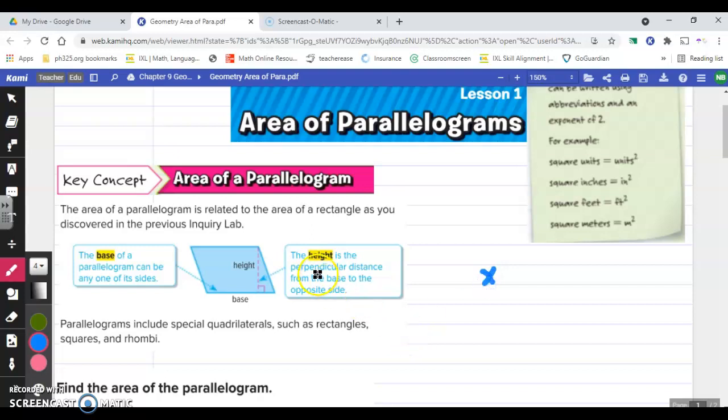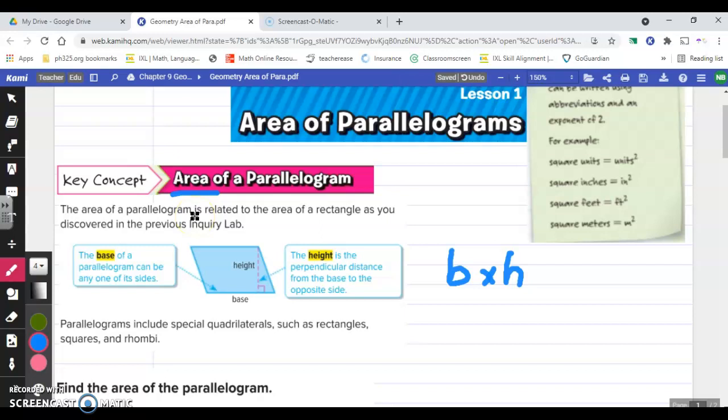If you notice right here, they've added the height. I like to call the height the pink rope. The height is always going to be this pink line that I'm highlighting right here, and we call the rope, or that pink line, the height. We're going to use an H as an abbreviation. Then we need the base, and we're going to use a B for base. By finding the numbers of base times height, we can get the area of your parallelogram.